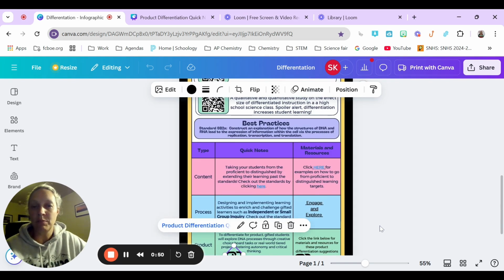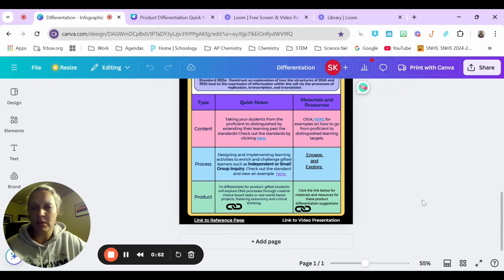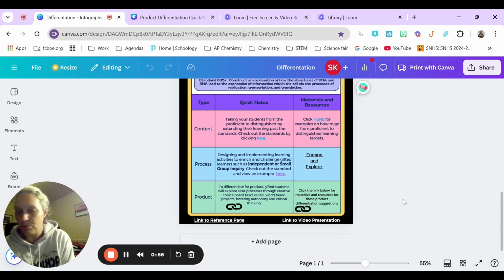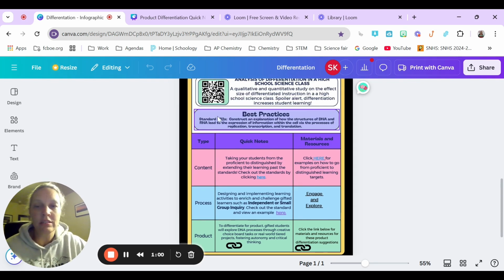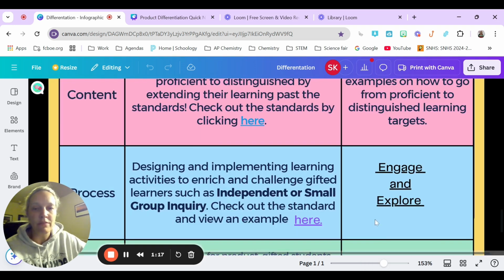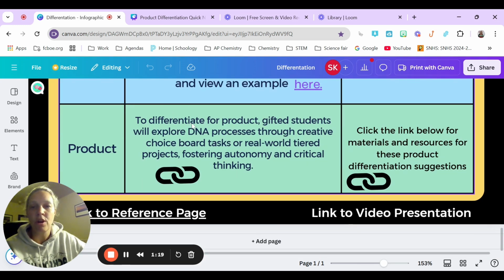With our gifted population, this is a way, especially for the creative gifted student, to show their knowledge of the standard. And again, we are assessing standard SB2A, which is to construct and explain how the structures of DNA and RNA lead to the expression of information within the cell via the processes of replication, transcription, and translation. This is my portion of the infographic down here, and it's talking about the product.